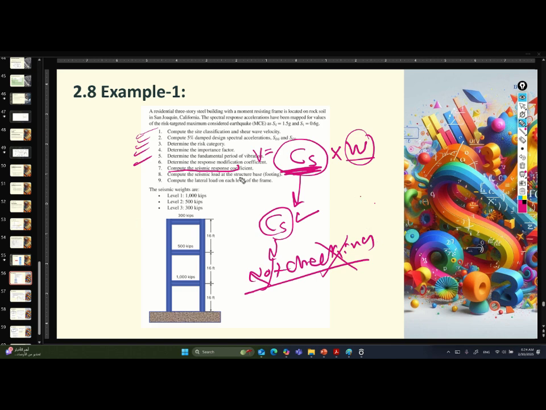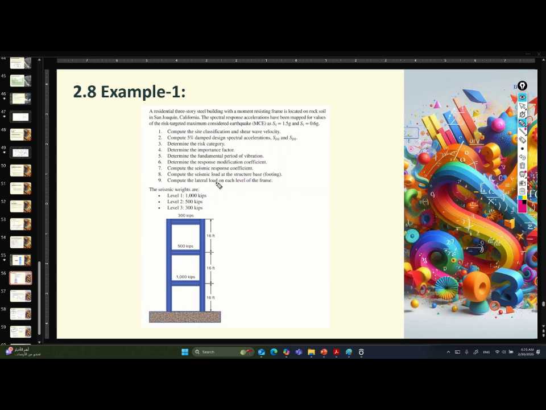Compute the seismic load at the structure's base footing. Okay, we know that it will act here. So V multiplied by Cs multiplied by W, and for W he gave me the seismic weight, so it will be the summation. Kips, in the first session, or in the second session, I told you the kip is almost equal to 4.45 kilonewton. It is kilopound. Okay, if you need to transfer it into metric, again, he will tell you. So it is an easy one, the 8th.